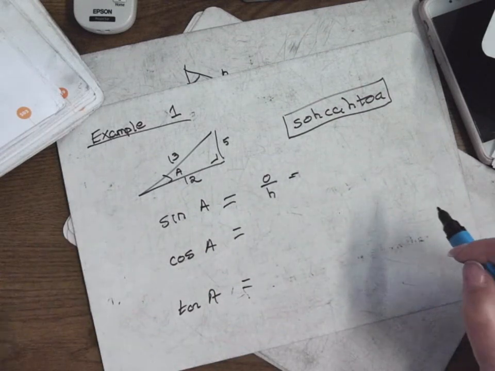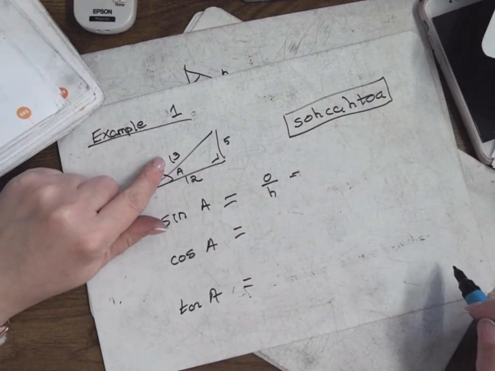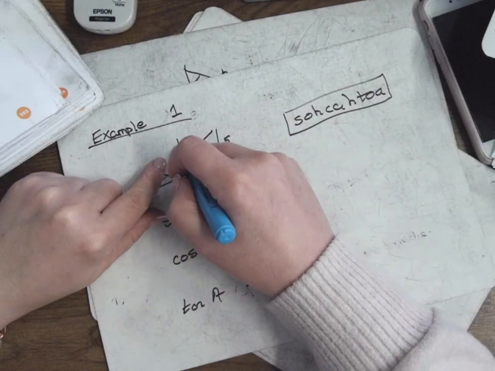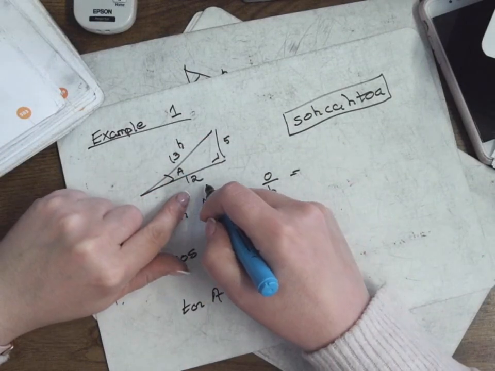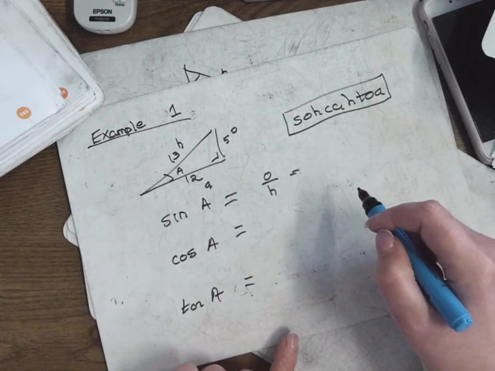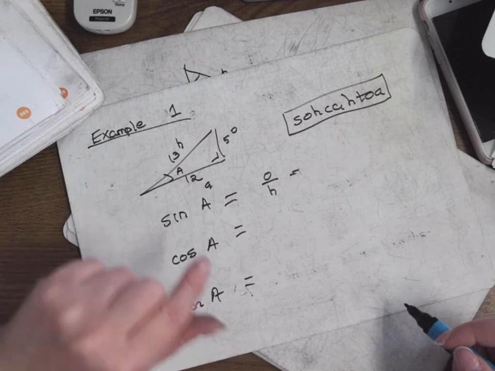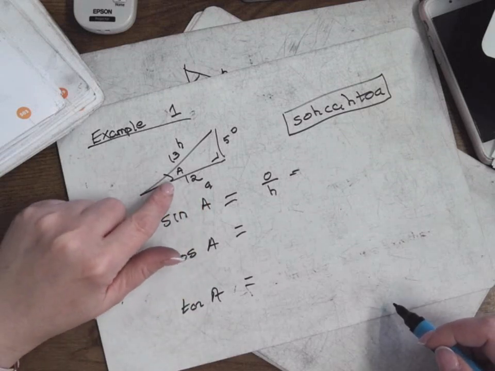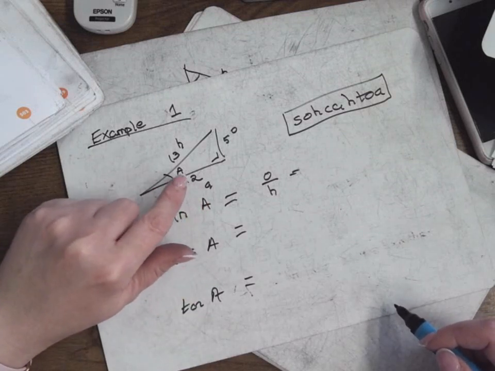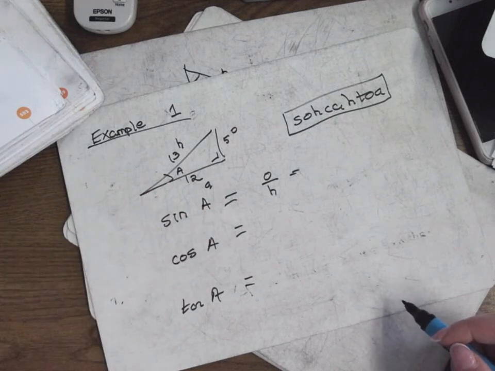So, sorry, before I started, I should have labelled my triangle. What I call 13? H. What I call 12? A. And I'll call 5? O. Right? Yes? Sorry? How do you know what to call A? It's adjacent, it's beside angle A. It's beside the angle I'm talking about. And that word in English, adjacent, means beside.